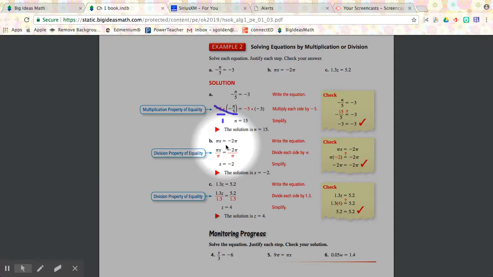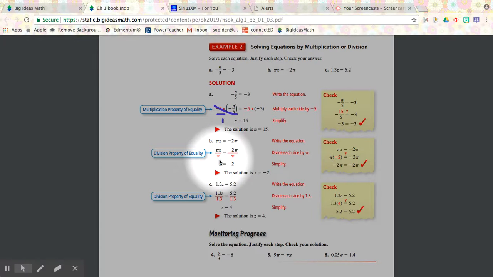Now if we look at problem B, that looks funny, but that's pi. We have pi x, so pi times x equals -2 pi. Again, we're solving for x on this, so I've got to get rid of that pi. It's being multiplied, so we would do the opposite on this problem and divide. Anytime you do something on one side of the equal sign, you have to do it on the other. So we divide both sides by pi.